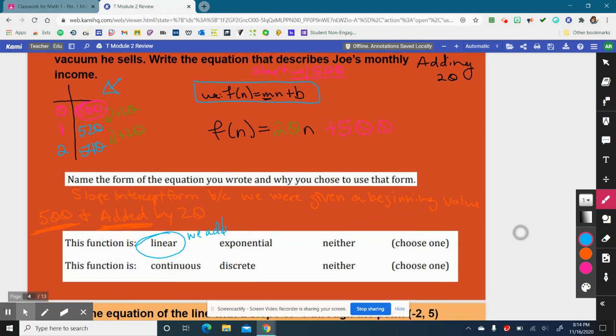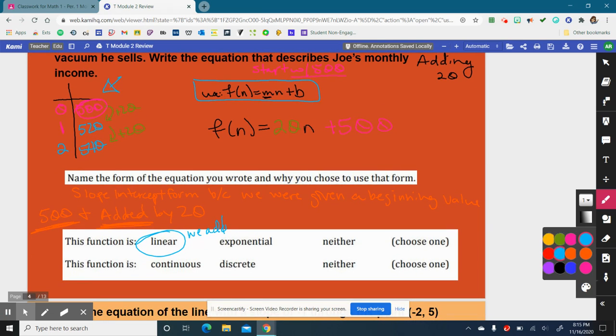Now, this is something we learned on Monday. This is going to be discrete, continuous, or neither. Well, this is going to be discrete. Why? He sells vacuums. You can't have half of a vacuum. You count the number of vacuums you sell. It's not continuous. Next problem.